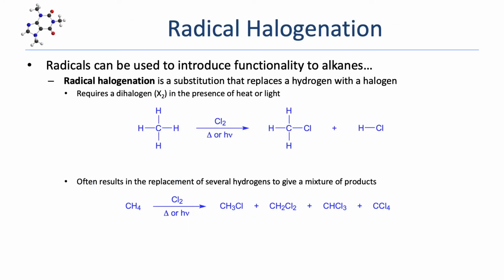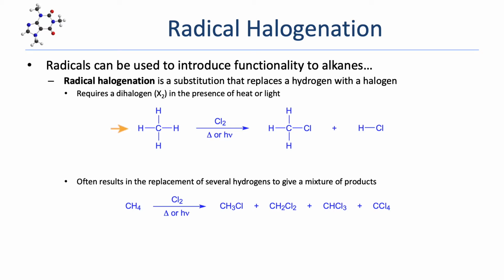So now that we know all about radicals and their relative stabilities, we're ready to start looking at some reactions that involve radical intermediates. The first one we're going to look at is called radical halogenation. Radical halogenation is a substitution reaction that replaces a hydrogen atom with a halogen atom. Radical halogenation is a powerful tool because it's one of the few reactions that actually can occur on an alkane.